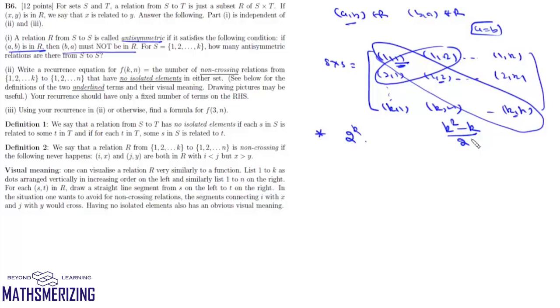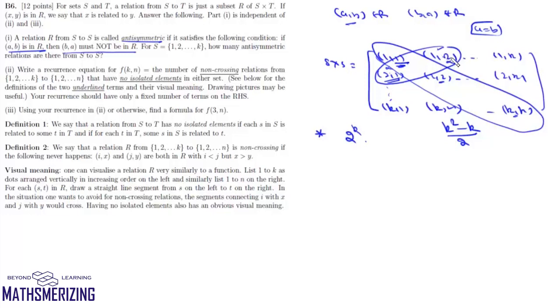Now if the relation is anti-symmetric, then there are three possibilities. Either (2,1) is present and (1,2) is not present, or (1,2) is present and (2,1) is not present, or both of them are not present. So that means both of them cannot occur together.